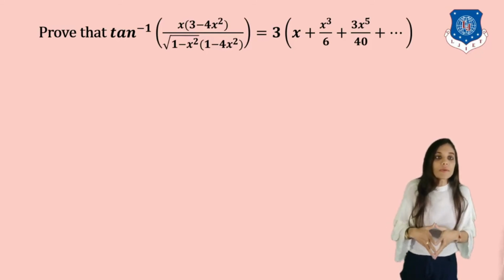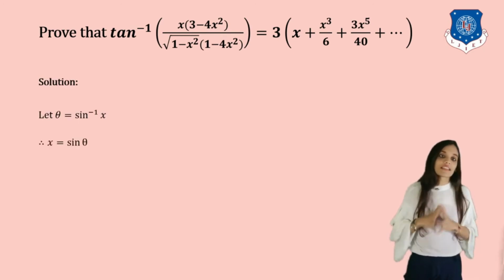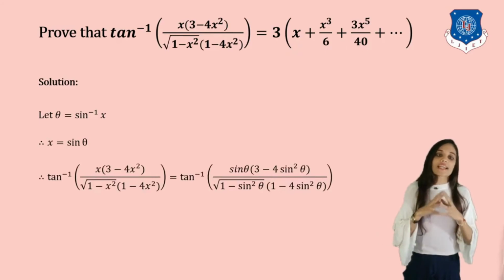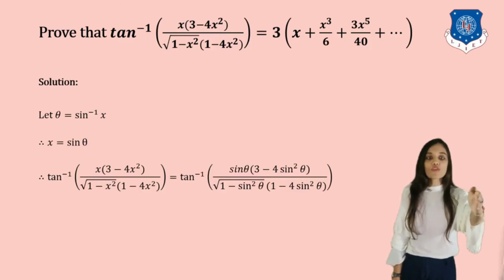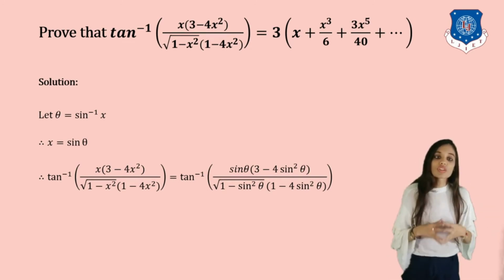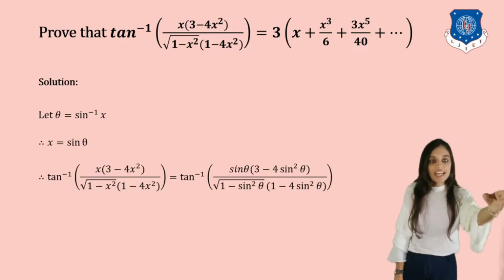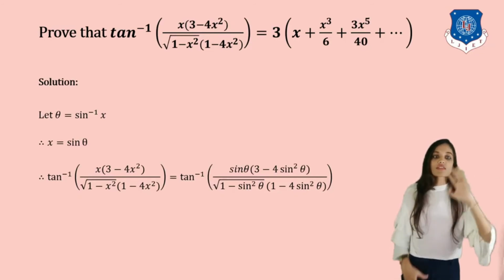So on replacing theta by sin inverse x, you will get x as sin theta. Now let's begin our solution by replacing x by sin theta. So tan inverse of x into 3 minus 4x square upon square root 1 minus x square into 1 minus 4x square, that is equal to tan inverse of sin theta into 3 minus 4 sin square theta upon square root 1 minus sin square theta into 1 minus 4 sin square theta.